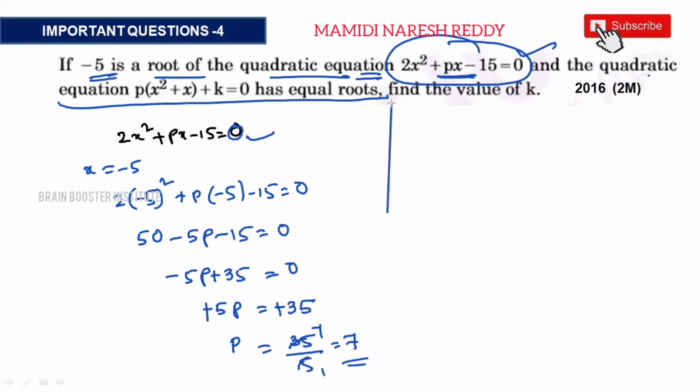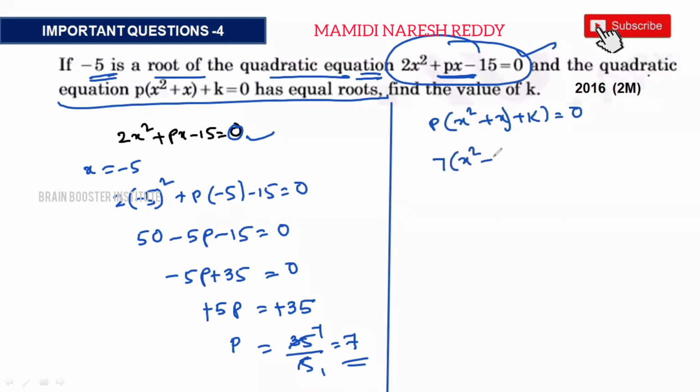Okay. So first of all, let us write the second equation, my friends. The given second equation is p(x² + x + k) = 0. So let us substitute the p value here. P means 7, so 7(x² + x + k) = 0. Now multiply 7 inside: 7 into x² is 7x², 7 into x is 7x, and plus 7k is equal to 0.